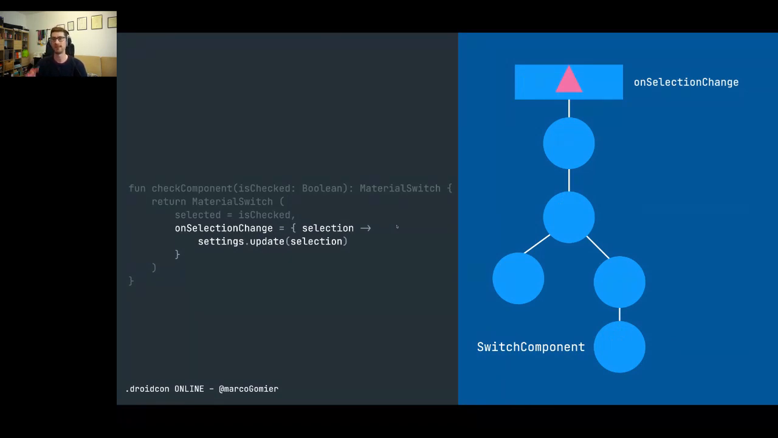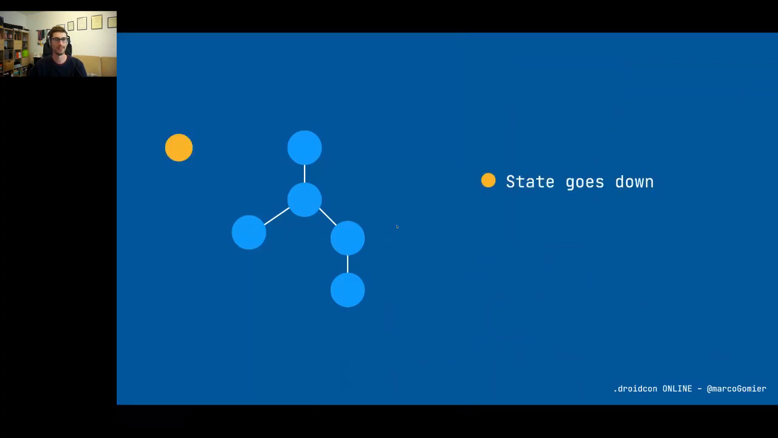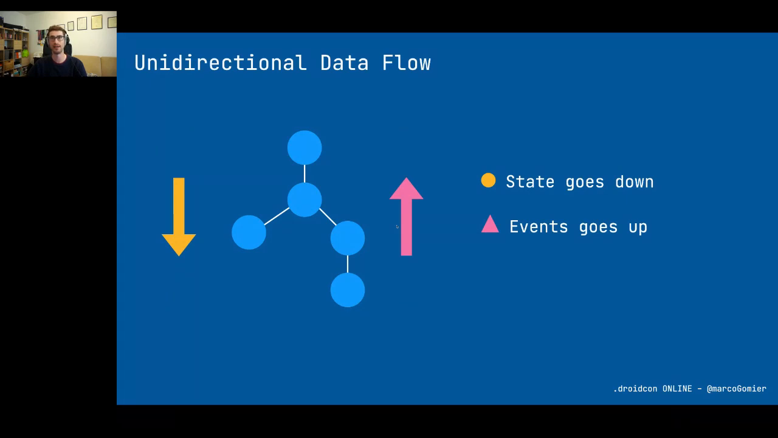So it writes to the network, to the DB, to the text file, whatever, and then it notifies again back the switch. So we have that the state goes down the tree of the UI, and instead events go up. And this is basically the unidirectional data flow. And so with the declarative, we have to architect our UI and embrace the unidirectional data flow.